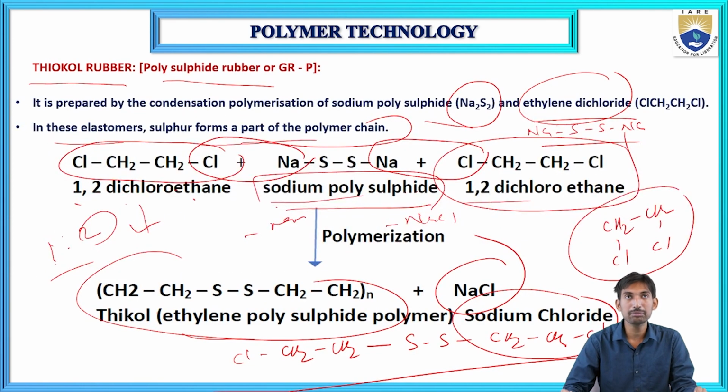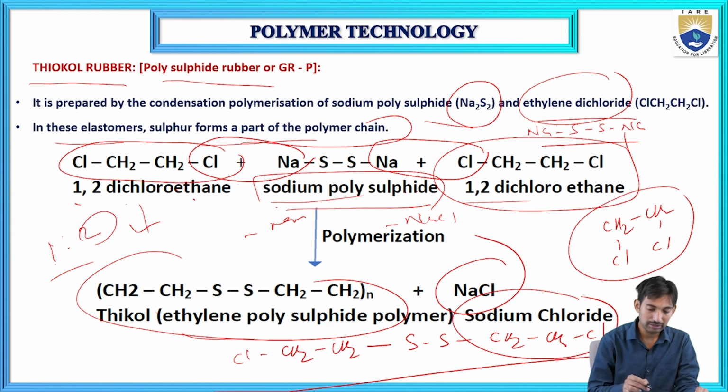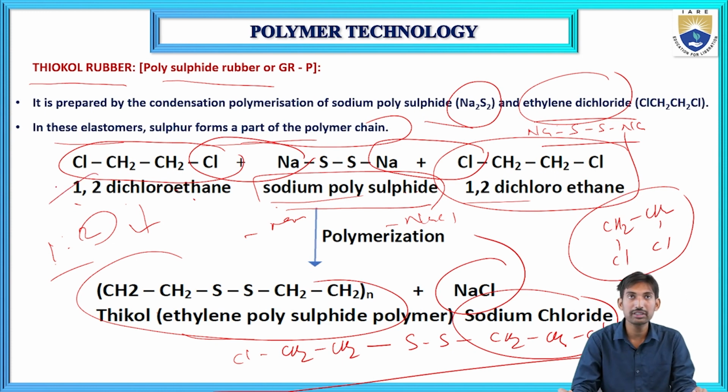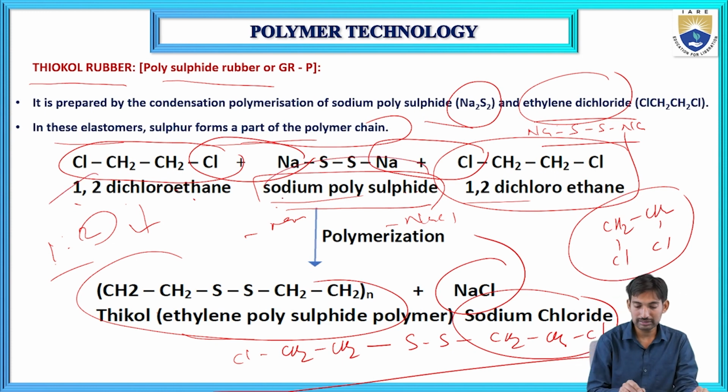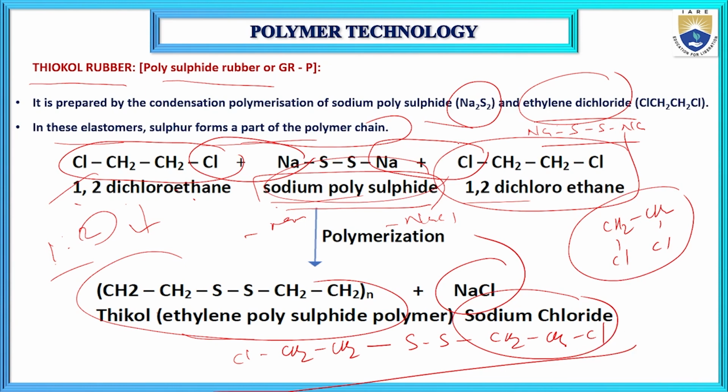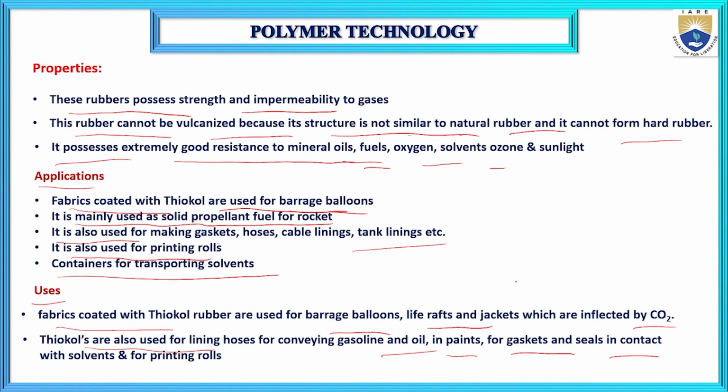See how you can prepare thiocol rubber. In the thiocol rubber, these are the monomers. 1,2-dichloroethane is one monomer and sodium polysulfide is the other monomer. These two monomers in 1:2 ratio undergo polymerization. It will form thiocol rubber. The byproduct in thiocol rubber synthesis is sodium chloride.